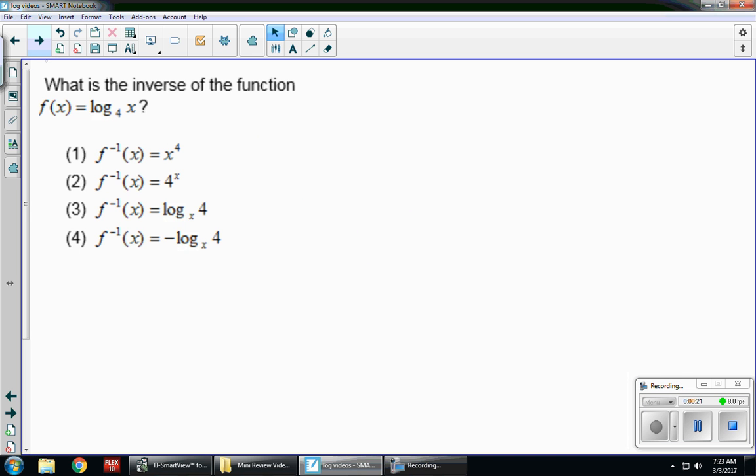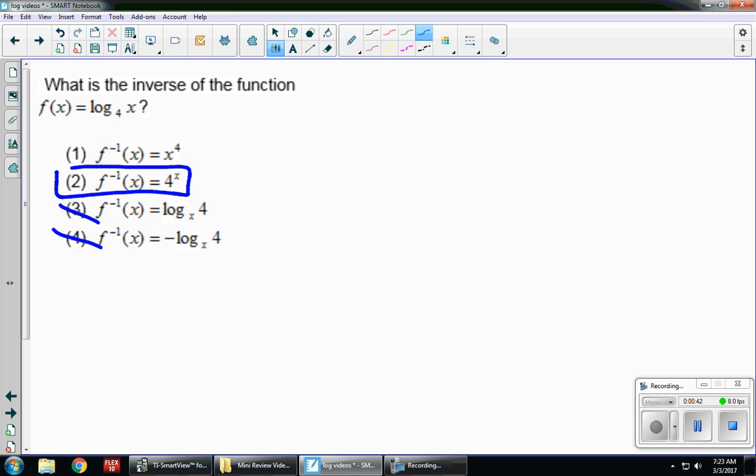So we're going to start off nice and easy with a multiple choice question. What is the inverse of the function f of x equals log base 4 of x? Like I just said, I know my inverse has to be an exponential. So it can't be 3 or 4. And then if I look at 1 and 2, 1 is a polynomial function. 2 is the exponential function, and it's an exponential function because my exponent has the variable.